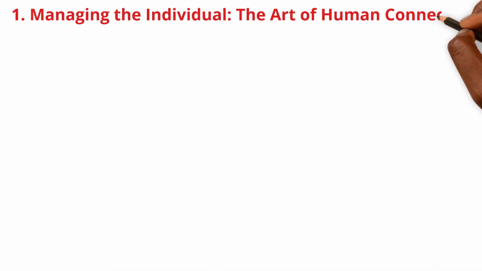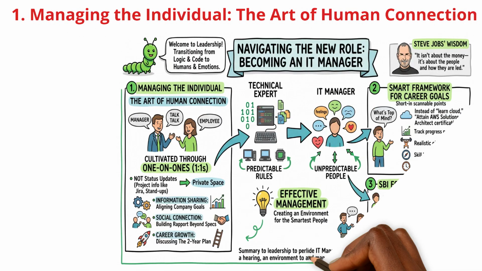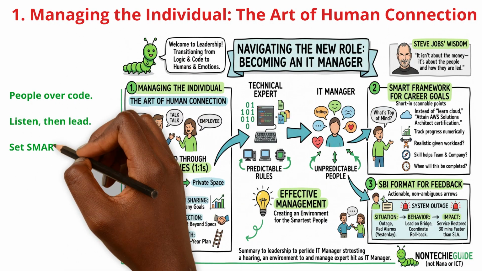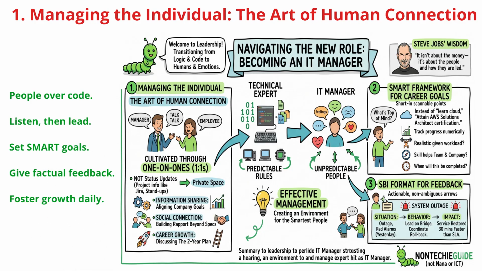Transitioning from a technical expert to an IT manager means moving from the predictable world of logic and code into the dynamic, human world of emotions. As this guide shows, your success no longer depends on being the smartest person in the room, but on creating an environment where the smartest people can thrive. We start with managing the individual through meaningful one-on-ones.